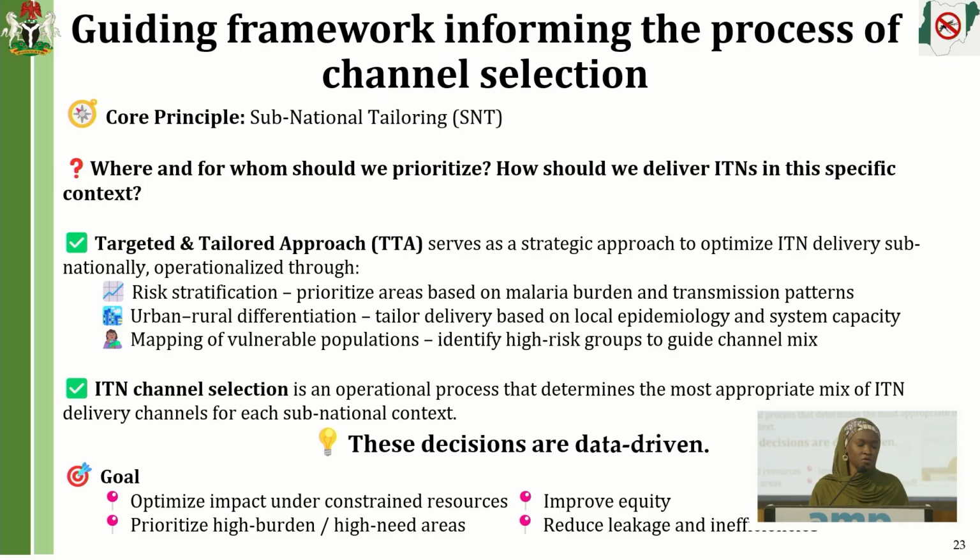The approach we're using is risk stratification, prioritize areas based on malaria burden and transmission patterns, urban-rural differentiation to look at the local epidemiology and the system capacity, and then mapping of vulnerable population, identify high-risk groups. So for example, you might identify an area to benefit more from a continuous distribution maybe, or school-based distribution. But if you have a high-risk population of pregnant women, then you have to take that into account as well.